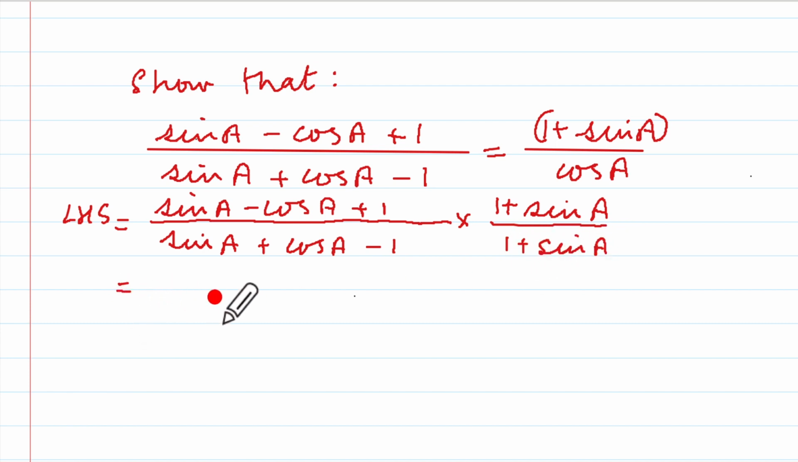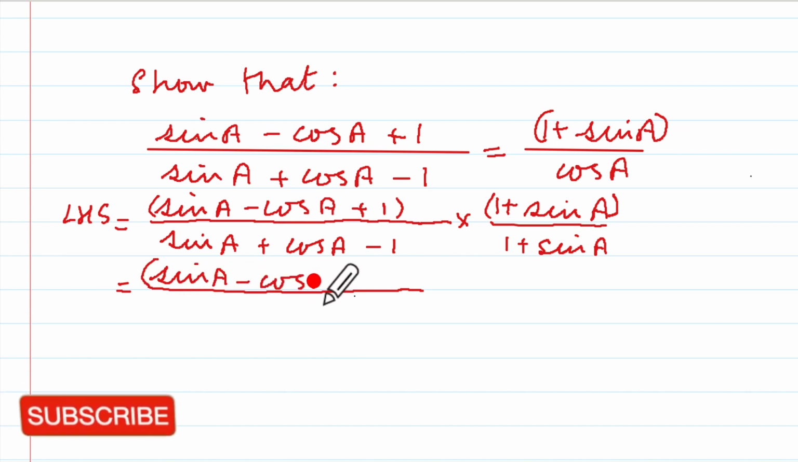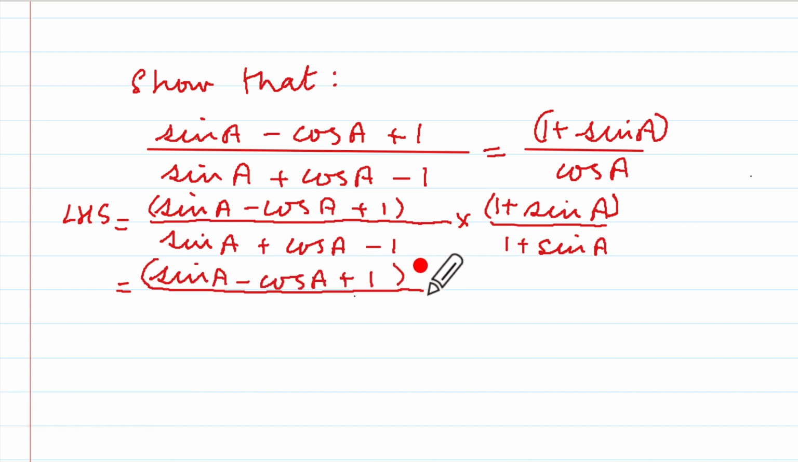Okay, so in the numerator we need 1 plus sine a. So this bracket we are not going to touch at all. So in the numerator we will write (sine a minus cos a plus 1) into (1 plus sine a). And in the denominator, this whole thing will multiply this. Now you can either multiply this whole thing by 1 first and this whole thing by this later, or you can multiply sine a with these two, then cos a with these two, then 1 with these two.